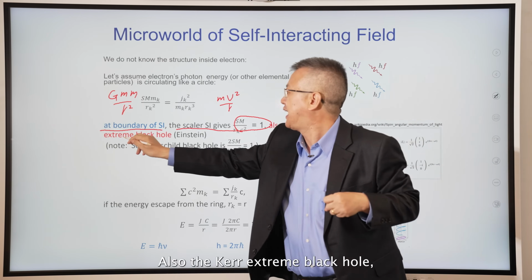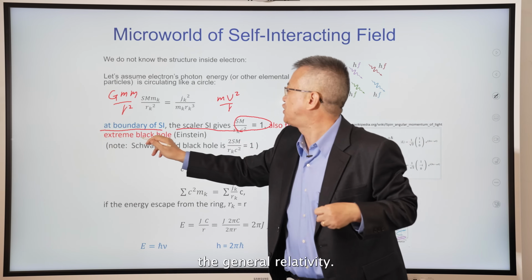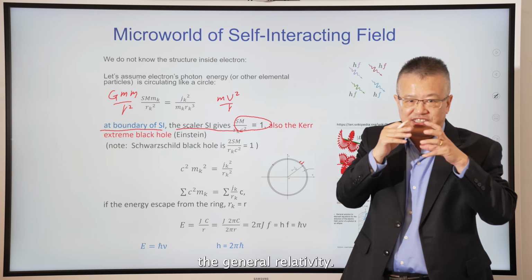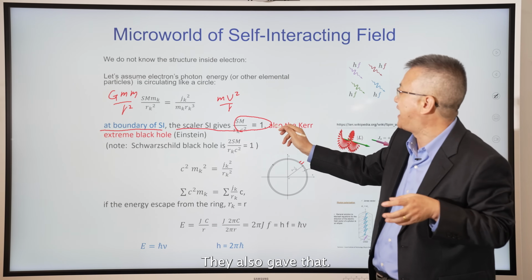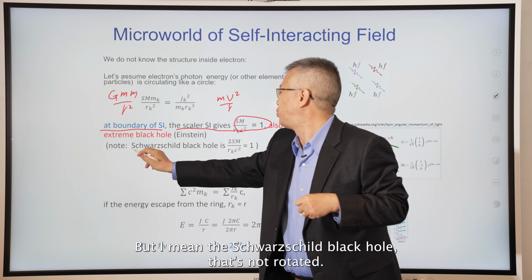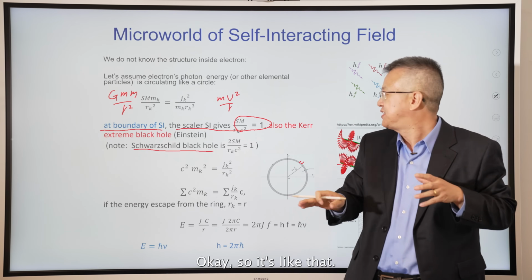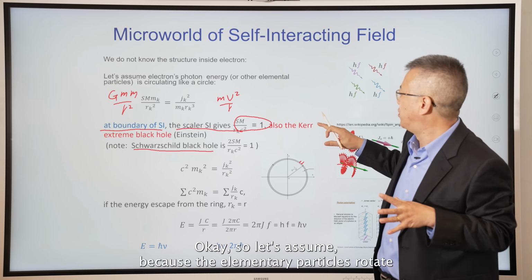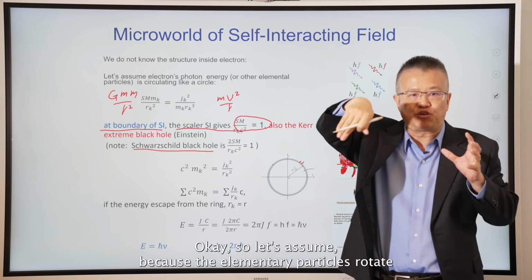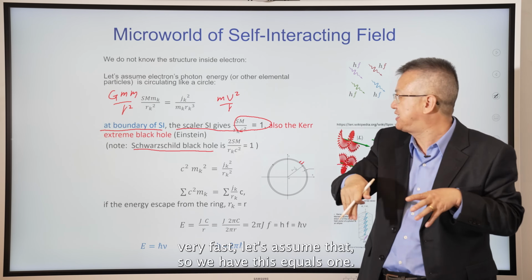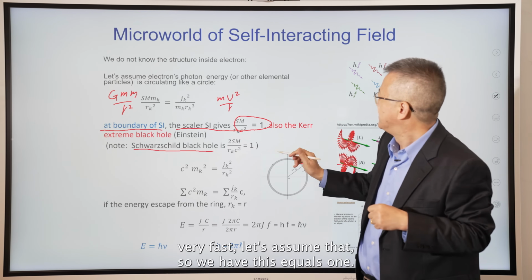Also, the extreme Kerr black hole in general relativity also gives that. But the Schwarzschild black hole is not rotating. So let's assume that, because the elementary particle is rotating very fast.